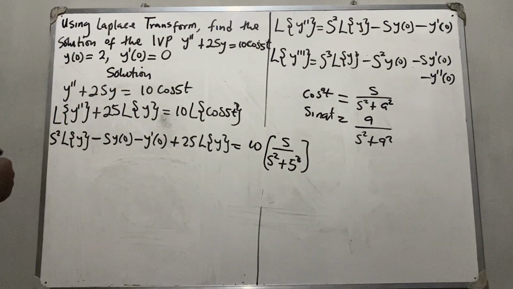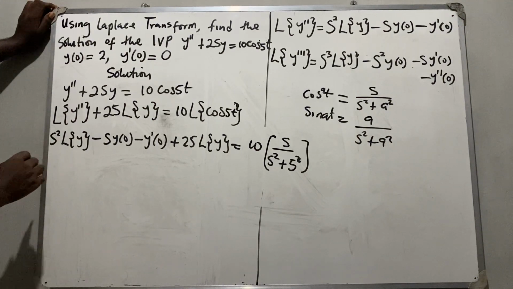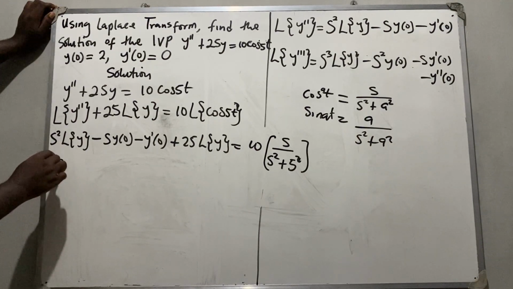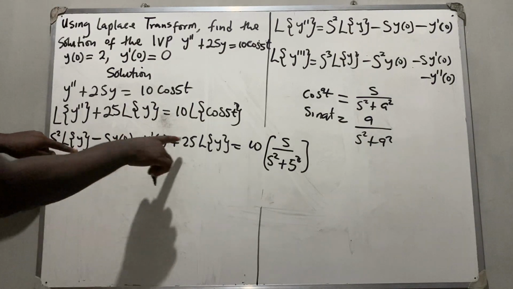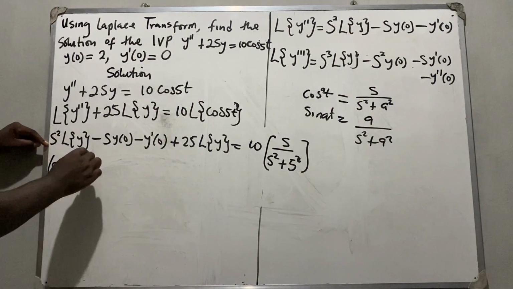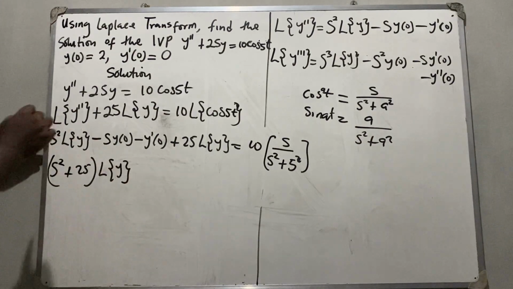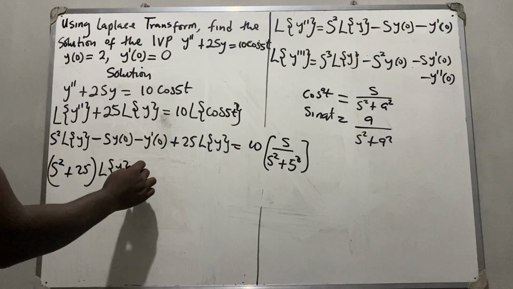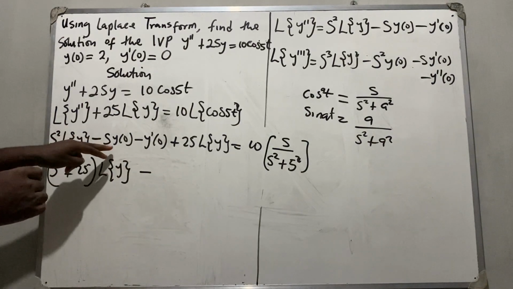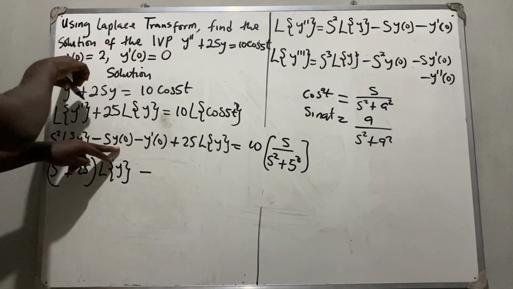So from here, let us bring out all the terms that have Laplace transformation. s squared has Laplace transformation, and then plus 25 has Laplace transformation. The only thing they have in common is the Laplace transformation of y. Then minus this one. Now they gave us that y of 0 is 2.